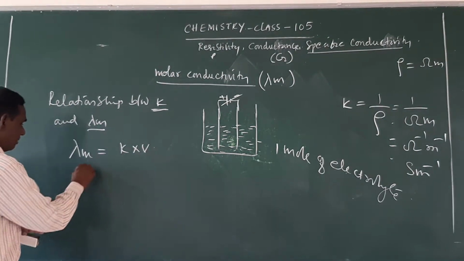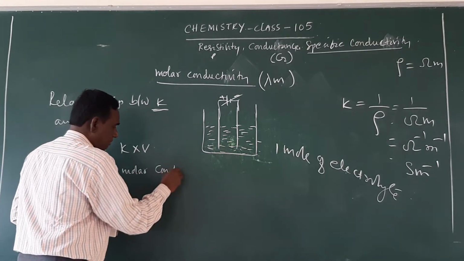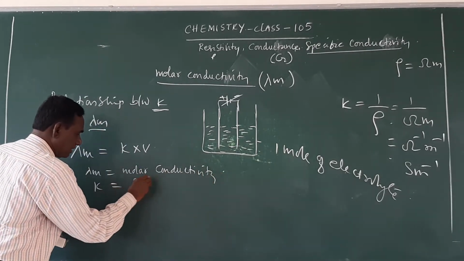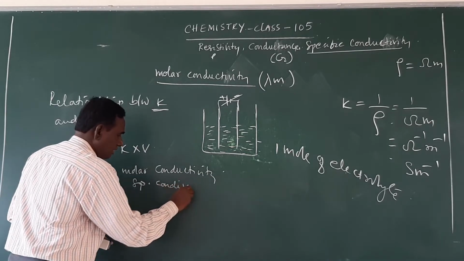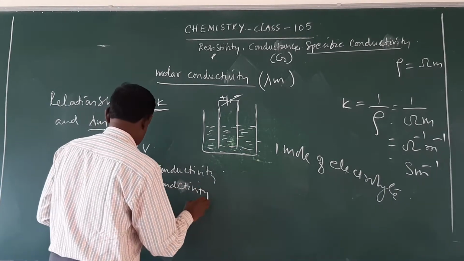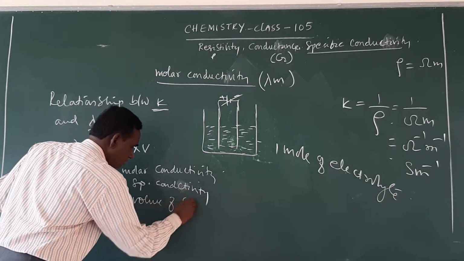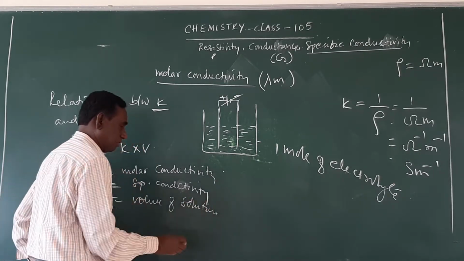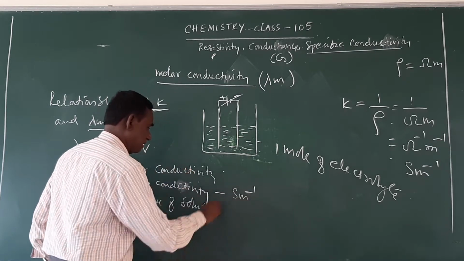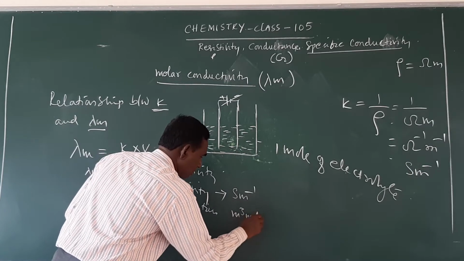So lambda is molar conductivity, K is specific conductivity, and V is the volume of the electrolyte solution. The specific conductivity is in Siemens per meter, and the volume of the solution is in meter cube per mole.